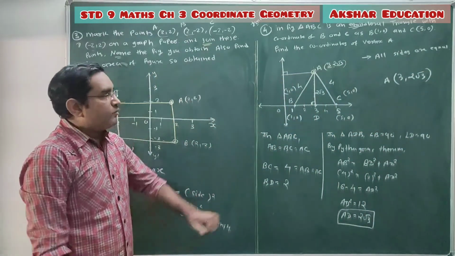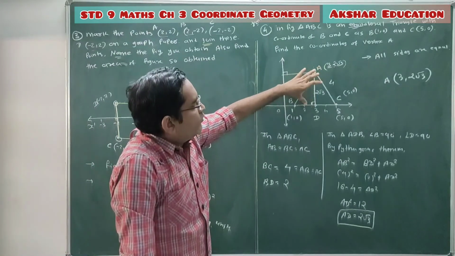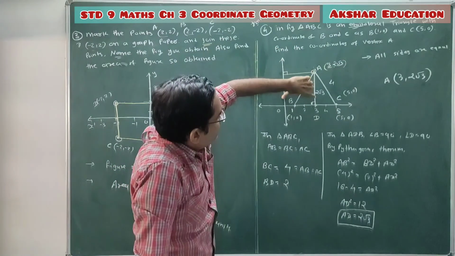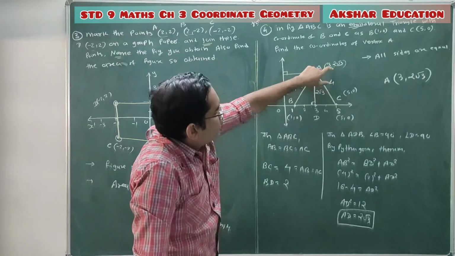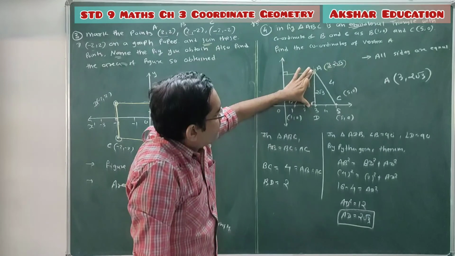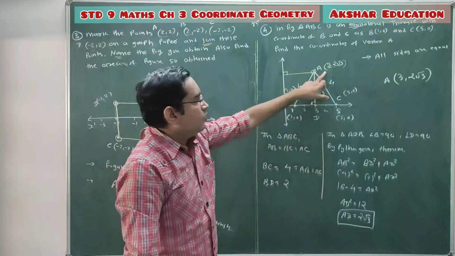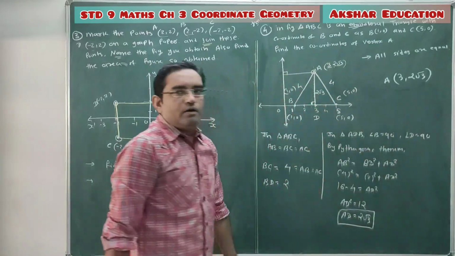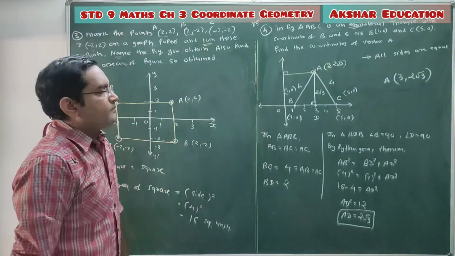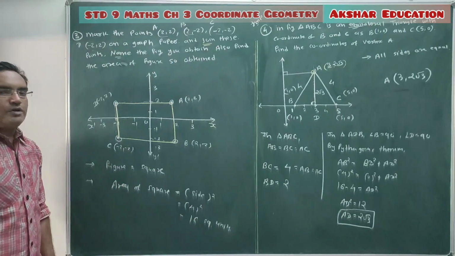The question is to find the coordinates of point A, which is nothing but the x coordinate and y coordinate. The x coordinate is the distance from the y-axis, which is equal to 3 units. The y coordinate is the distance from the x-axis, which is nothing but AD, and that AD we have derived, which is 2 root 3. Clear friends? So the coordinates of point A are 3, 2 root 3. This is how you can apply coordinate geometry to find the coordinates of any given triangle in a Cartesian plane. So pause the video to note it down.